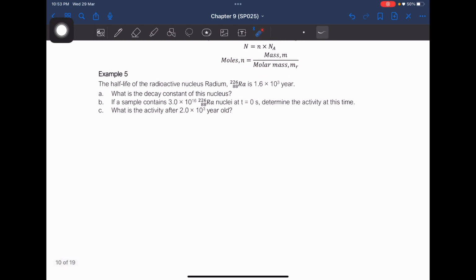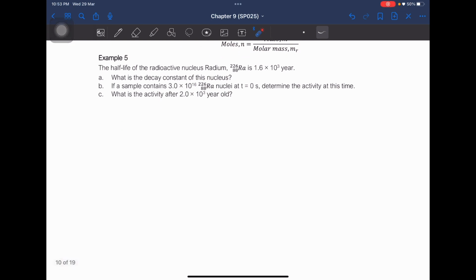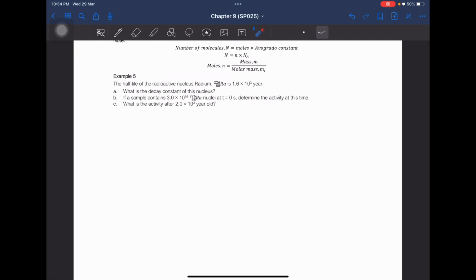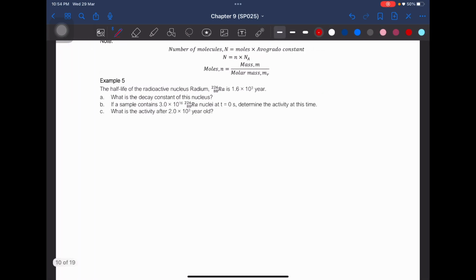Example 5, the half-life of the radioactive nucleus radium is 1.6 times 10 to the power of 3 year. What is the decay constant of this nucleus? Okay, decay constant. Right, so dia bagi kita apa? Dia bagi kita the half-life, which is 1.6 times 10 to the power of 3 year.